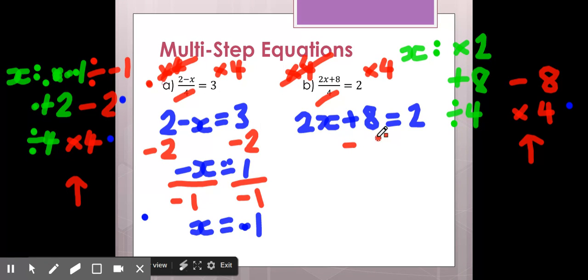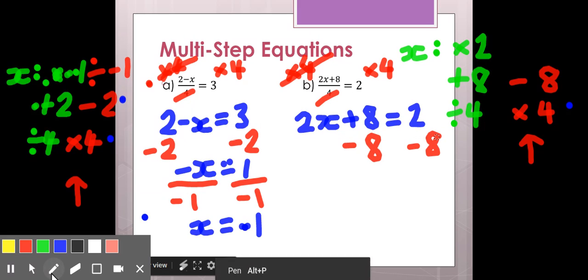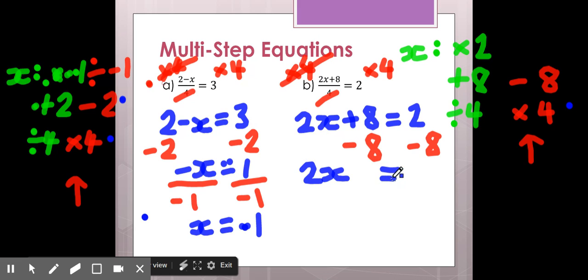The next step is, instead of adding 8, taking away 8. So we're going to take 8 from both sides, which leaves us with 2x equal to 2 take 8, which is -6. This step is done.